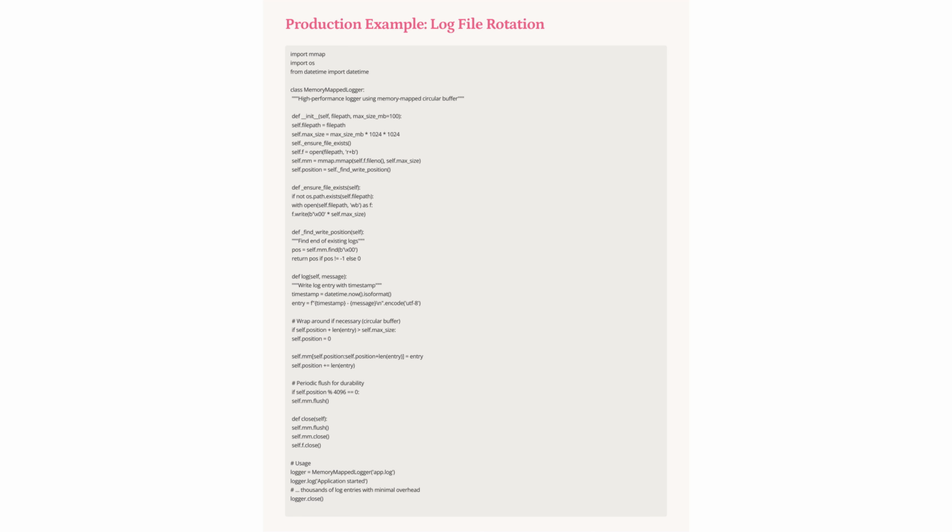The memory-mapped logger class efficiently manages log file rotation using a memory-mapped circular buffer. It initializes with a specified file path and size, ensuring the file exists. Logs are time-stamped and written, wrapping around when necessary. Periodic flushing ensures durability. This approach minimizes overhead, making it ideal for high-performance logging scenarios.